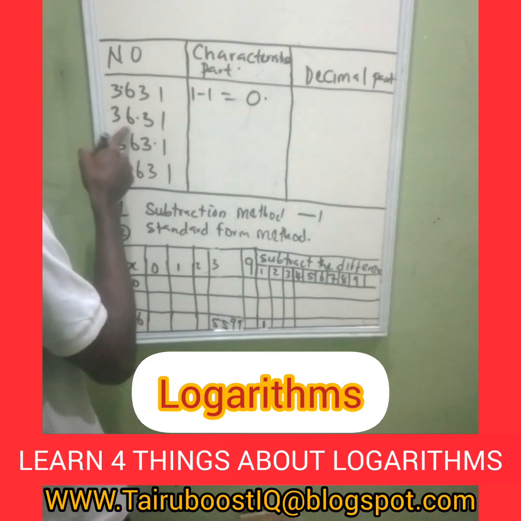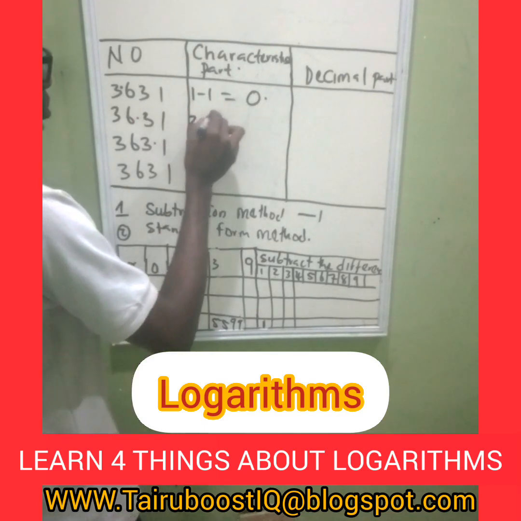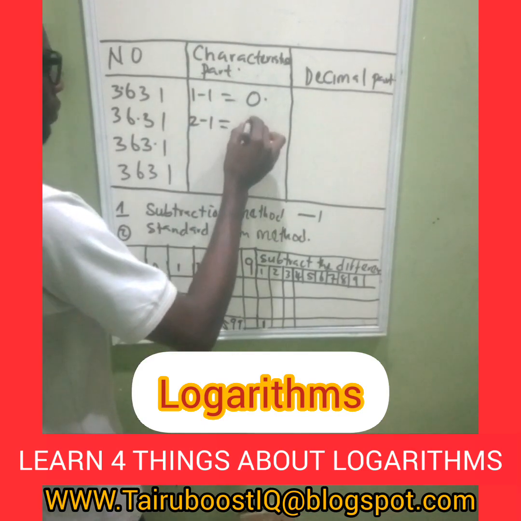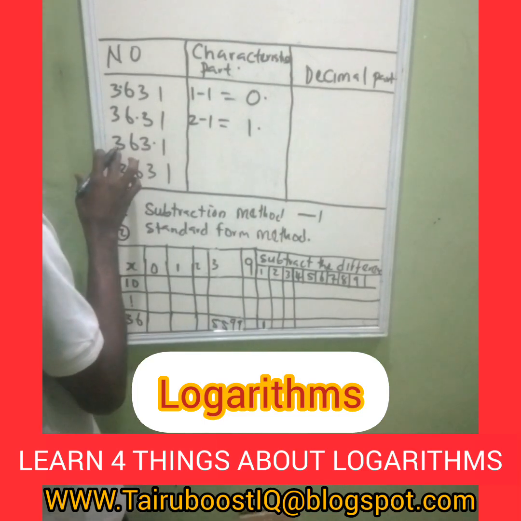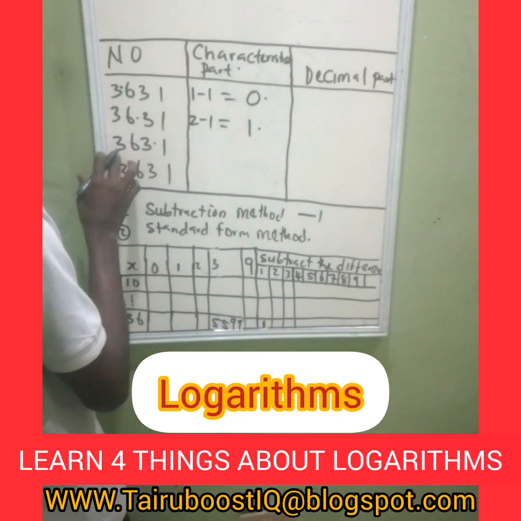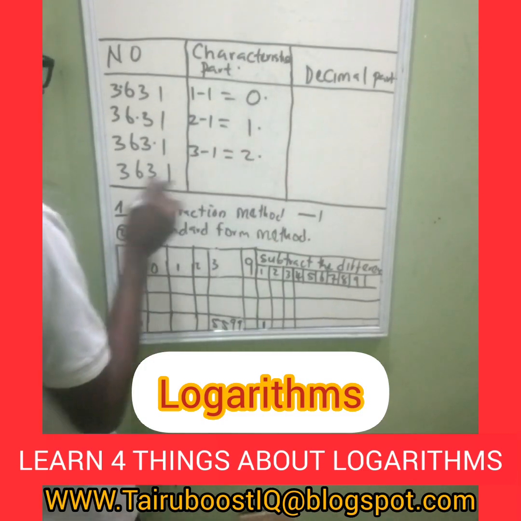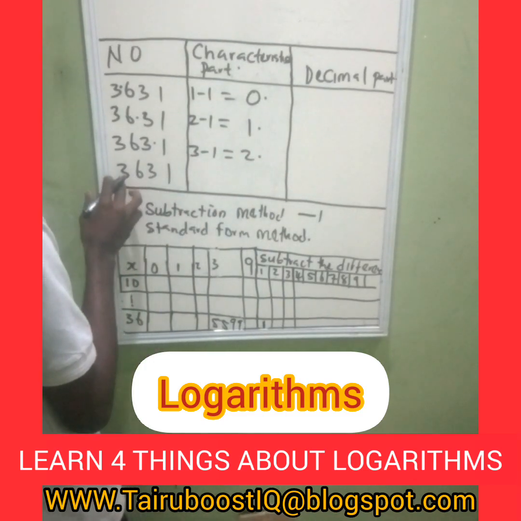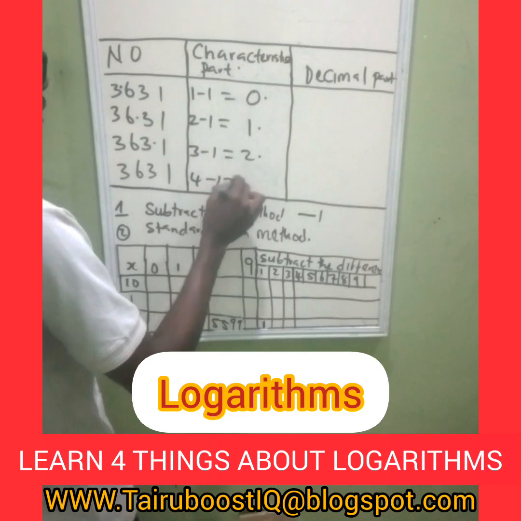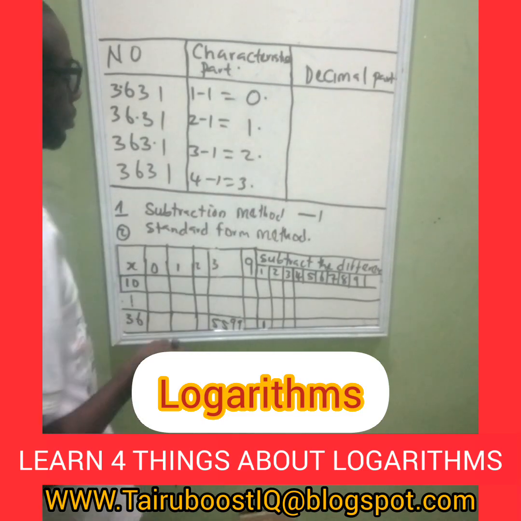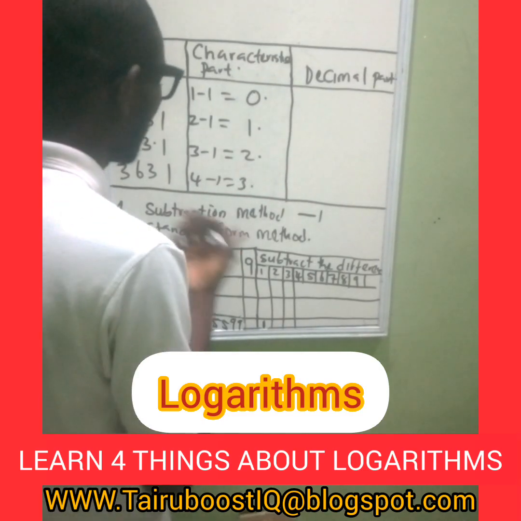Here we have 1 and 2, so you are going to say 2 minus 1. That means the characteristic part here is 1. Here we have 1, 2, 3. We have 3 digits. We are going to say 3 minus 1. That means the characteristic part is 2. Here we have 1, 2, 3, 4. We are going to say 4 minus 1. The characteristic part is 3. Later we are going to use the standard form.